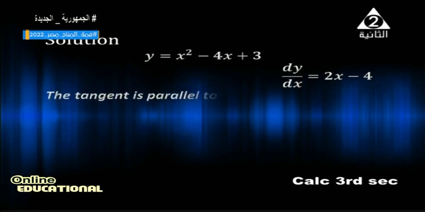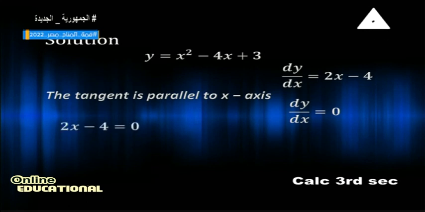Now, number 1, the tangent is parallel to the x-axis. Then dy by dx equals 0, because the slope of any straight line parallel to the x-axis equals the slope of the x-axis. What is the slope of the x-axis? The slope of the x-axis equals 0. Then dy by dx equals 0, and we get the equation 2x minus 4 equals 0. Then 2x equals 4 and x equals 2.